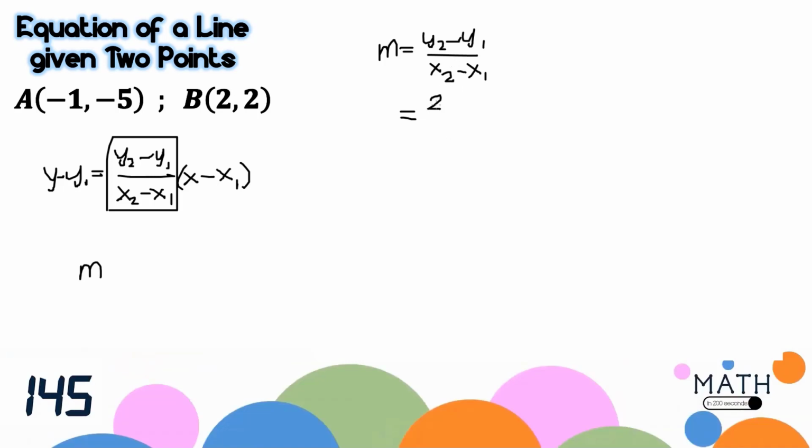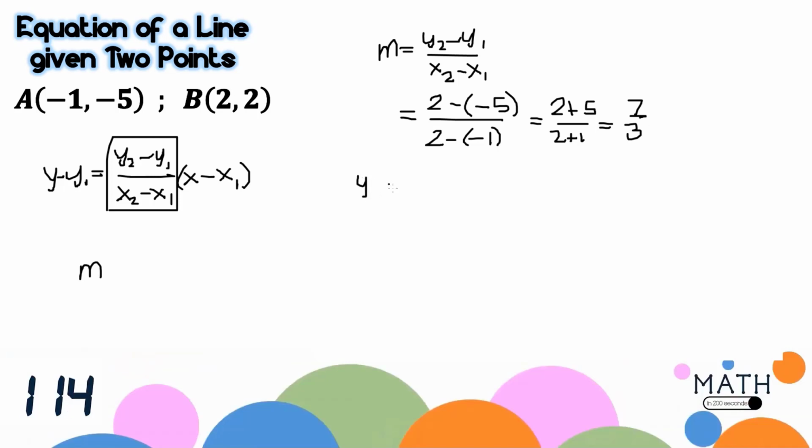So you have y sub 2 is 2 minus your y sub 1, which is negative 5. Please enclose it in parentheses so that you are going to include it in a double negative property. At the bottom, you will also have 2 minus another double negative property of negative 1. In short, your slope here is 2 plus 5 over 2 plus 1. Your slope is 7/3.